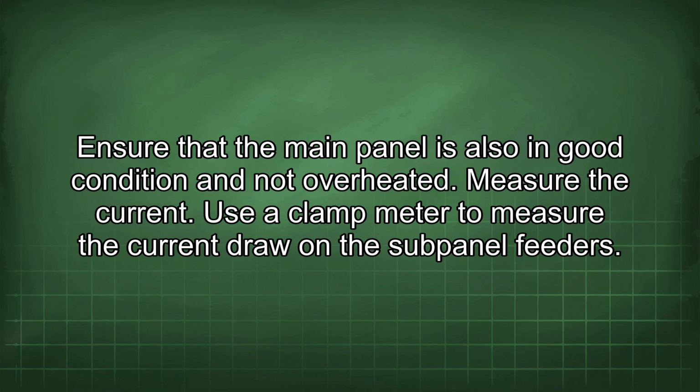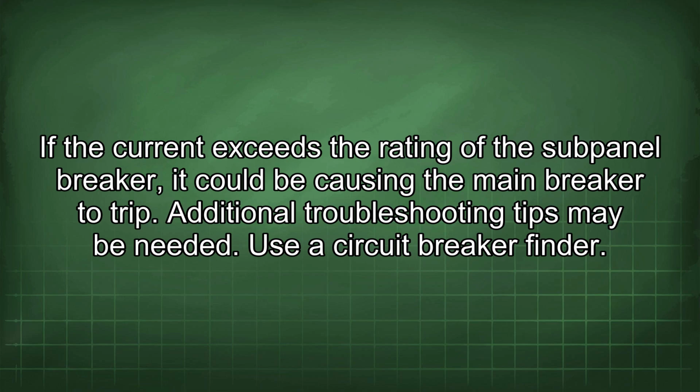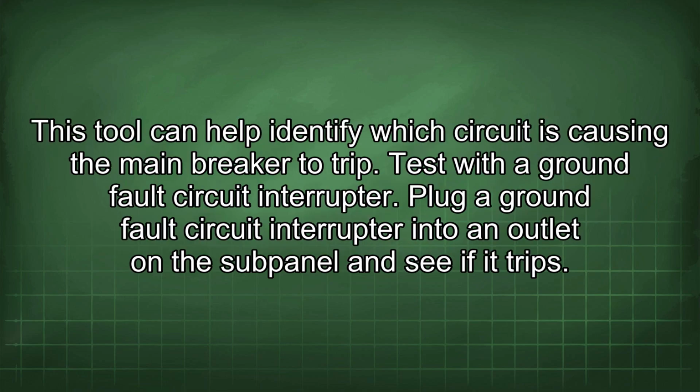Measure the current. Use a clamp meter to measure the current draw on the subpanel feeders. If the current exceeds the rating of the subpanel breaker, it could be causing the main breaker to trip. Additional troubleshooting tips may be needed. Use a circuit breaker finder. This tool can help identify which circuit is causing the main breaker to trip.